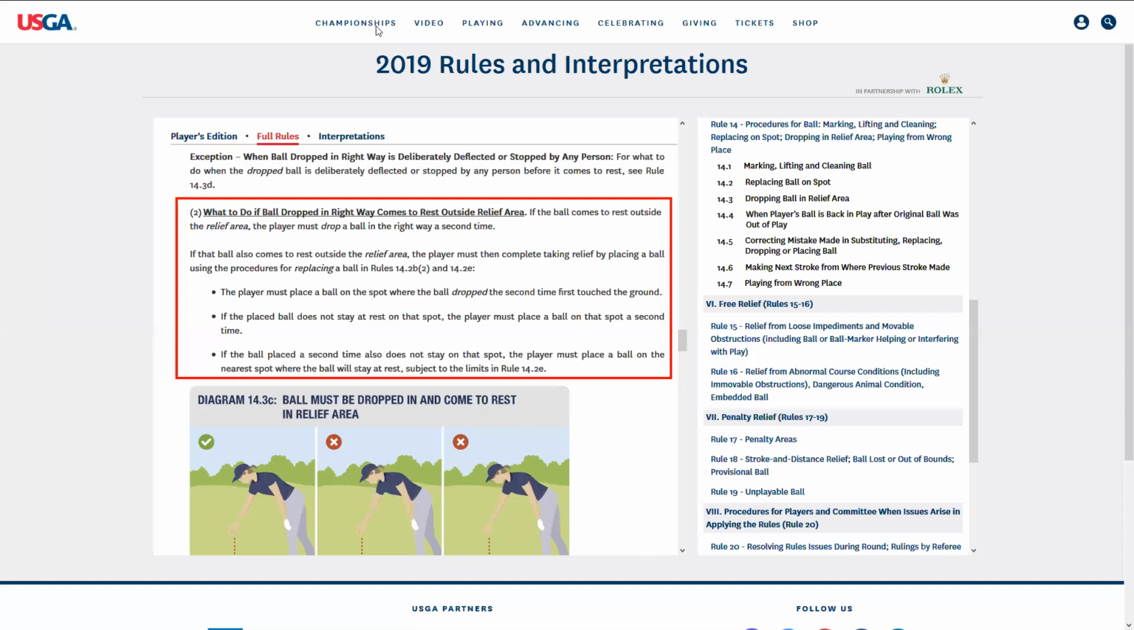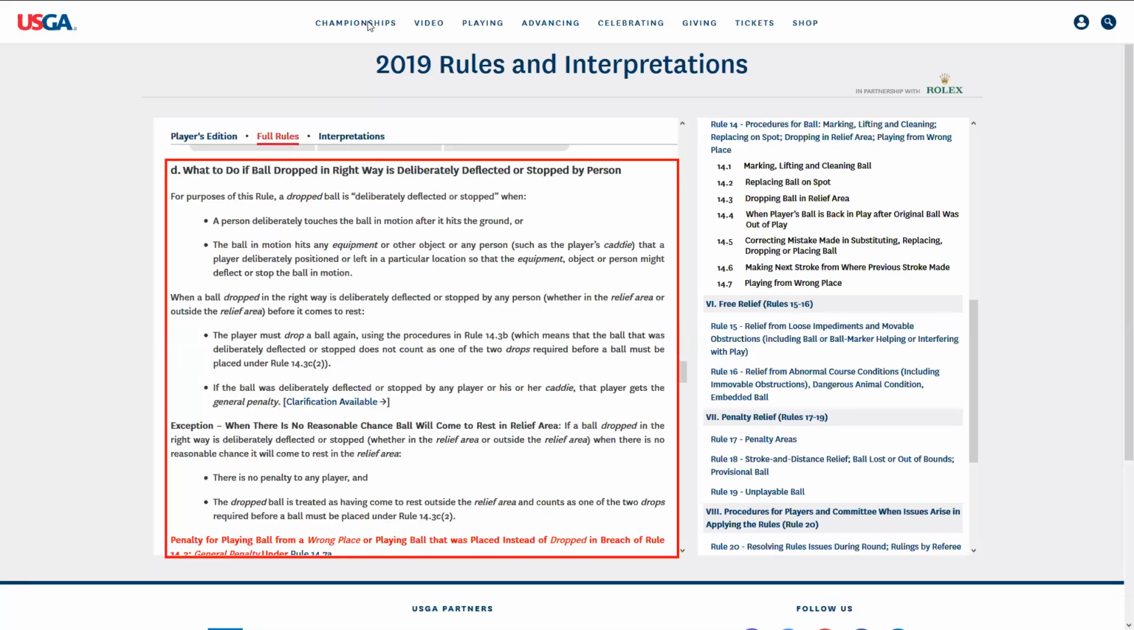When a ball dropped in the right way is deliberately deflected or stopped before it comes to rest, the player must drop a ball again using the procedure for dropping the ball, which means that the ball that was deliberately deflected or stopped does not count as one of the two drops. So what that's saying is if you deliberately stop it, that doesn't count as one of the two drops for deciding whether you're going to place it. If a ball was deliberately deflected or stopped by the player or the caddy, you're going to get the general penalty. And the exception, when there is no reasonable chance the ball will come to rest in the relief area.